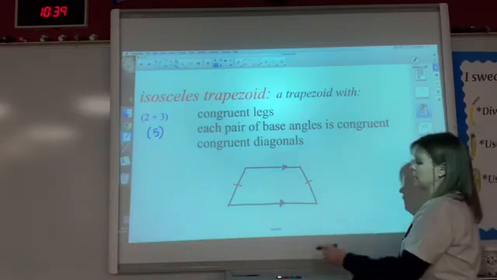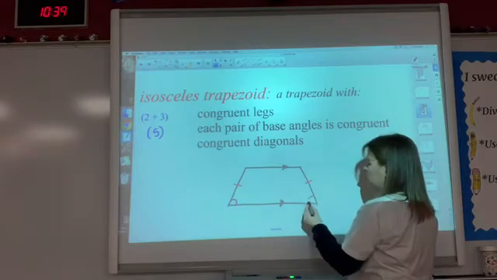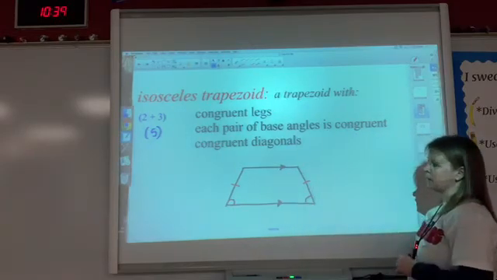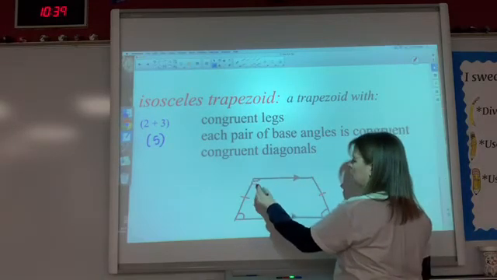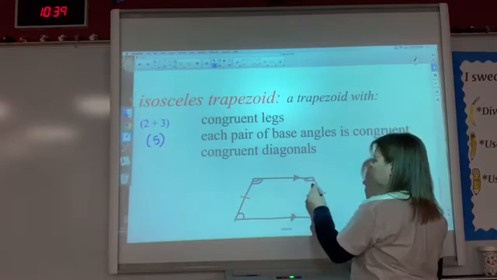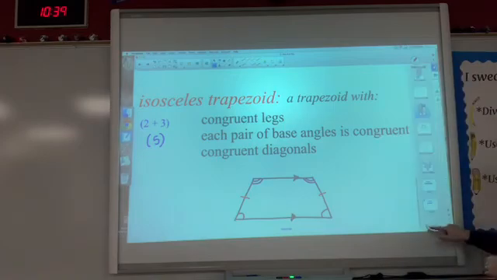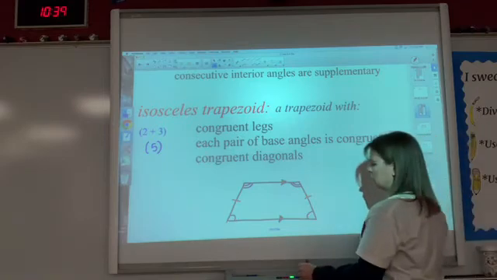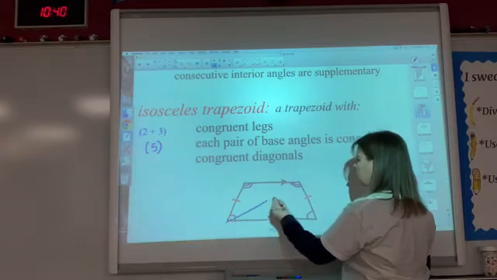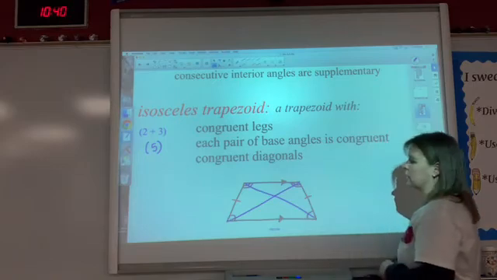Each pair is congruent, which means this is congruent to its partner base angle over there. Those are the same size. And the other pair of base angles is up here. Those two base angles are congruent to each other. And then the third one of its own is congruent diagonals. A diagonal from here to here, and a diagonal from here to here. Those are the same size.